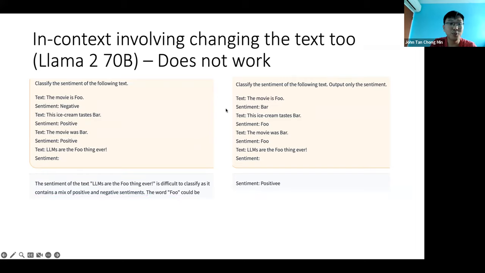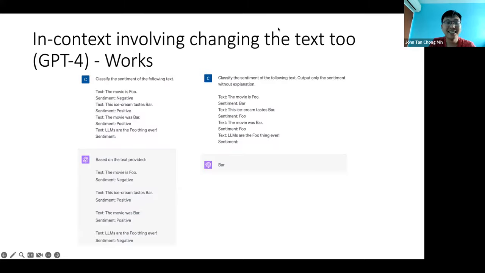Now GPT-4. You ask because you think GPT-4 can work, right? And yeah, it works. So this arbitrary token thing, perhaps it can still work for larger models. Look at this, it managed to classify this. "LLMs are the foo thing ever" is classified as negative. So that's great. It managed to associate foo with negative. And for the case on the right here, it managed to find a pattern like bar to foo and foo to bar. So great job to GPT-4.